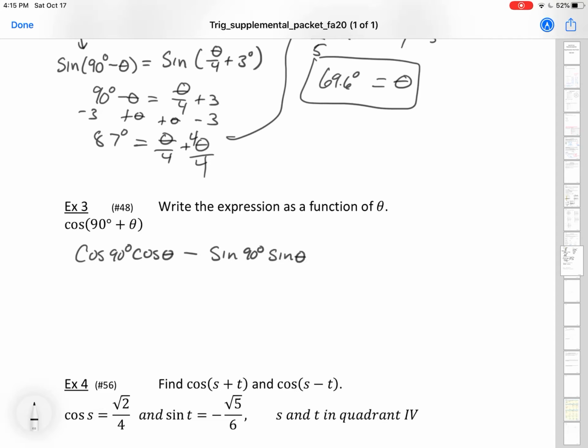Cosine of 90 degrees, cosine corresponds to x, so that's going to be a 0. And so we'll get a nice 0 out of that times cosine theta. I'll just do it one step at a time. Sine of 90 degrees is 1, times sine theta. And so I got 0 minus sine theta, which is minus sine theta. And that is the expression written as a function of theta.